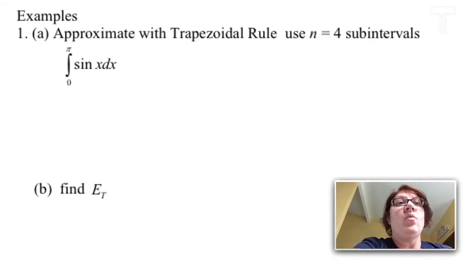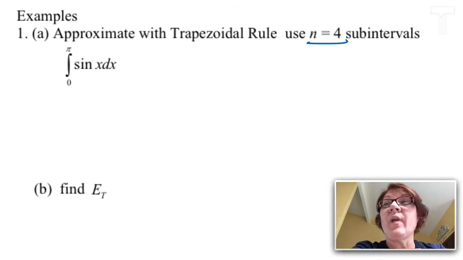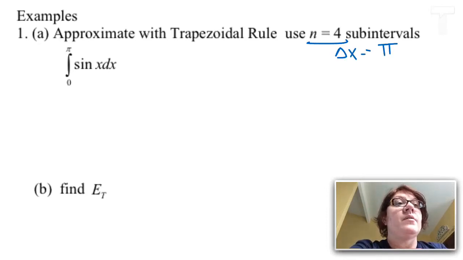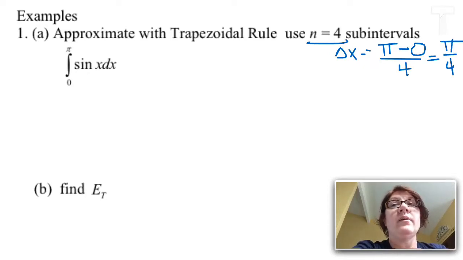So we're going to practice on one that we know how to do exactly, but we're going to use the trapezoidal rule to do the approximation. So notice my n is 4. My boundaries are from 0 to pi, so delta x would equal pi minus 0 over 4, which is, of course, pi over 4. So there's my delta x.